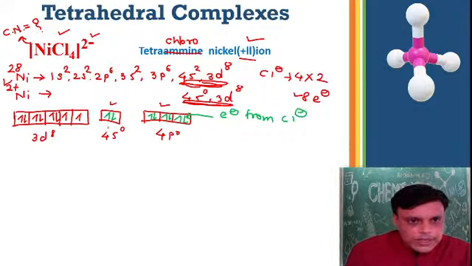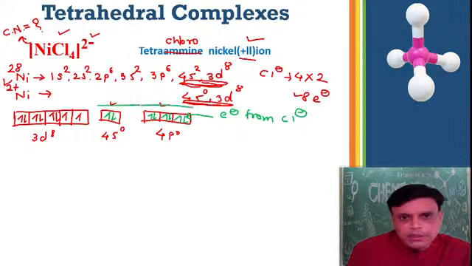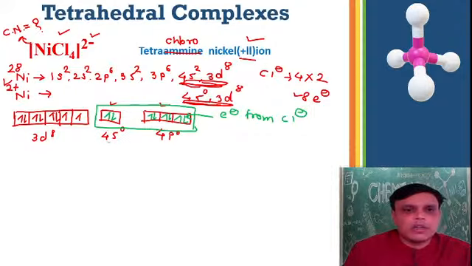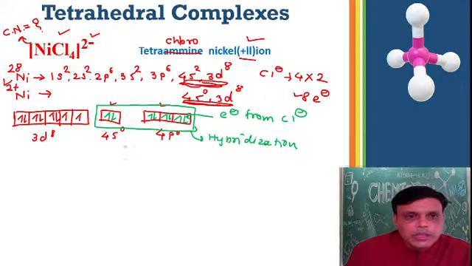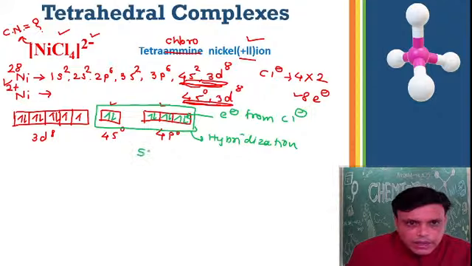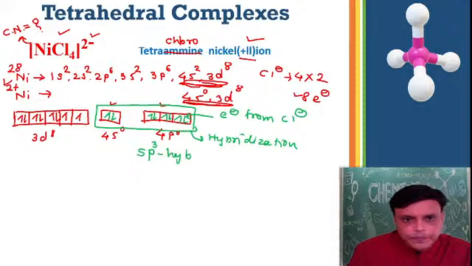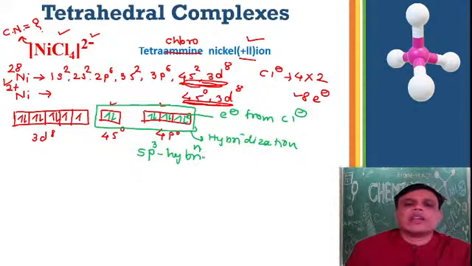Now this 4s orbital and 4p orbitals undergo a process. The assumption number 4: these 4 orbitals, one 4s and three 4p orbitals, undergo a process called hybridization. So one s and three p, sp3 hybridization is there. That means sp3 hybridization is there.